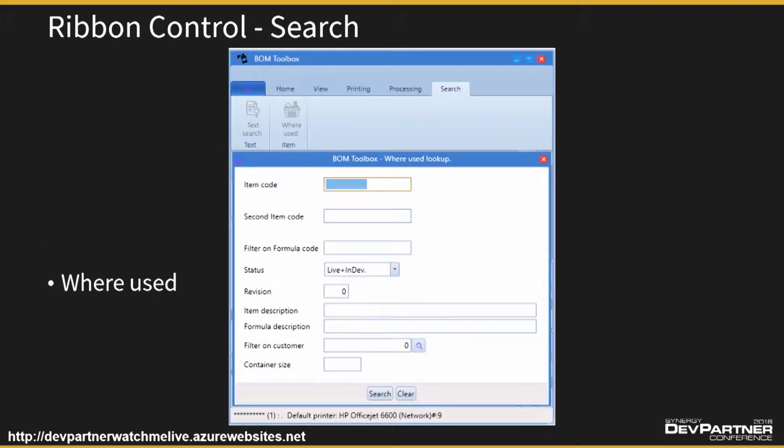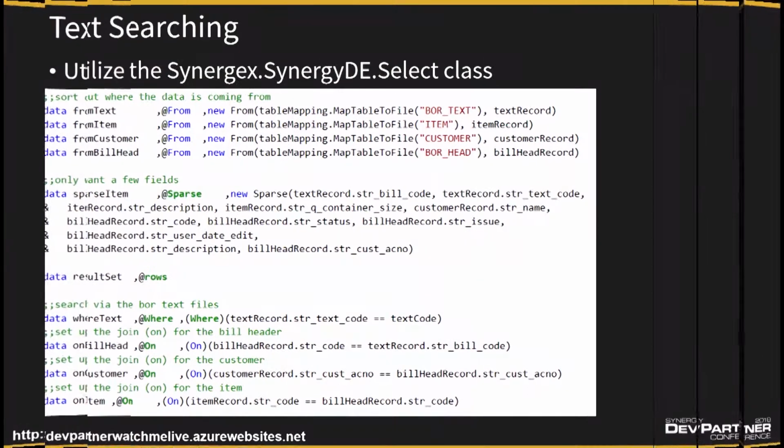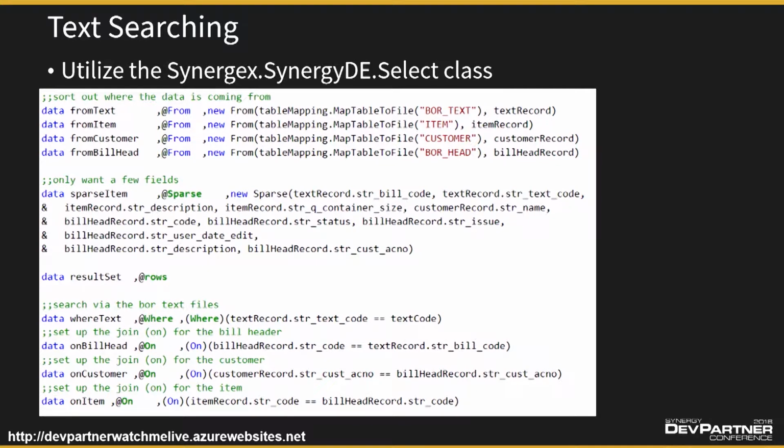The where used search allows the user to locate a BOM or bill of material item where a particular component, or again a subcomponent, is used. And again, the same number of filtering options are included to allow you to filter down and really pinpoint the bills that you're actually looking for. Again, using customers and descriptions and words within descriptions.